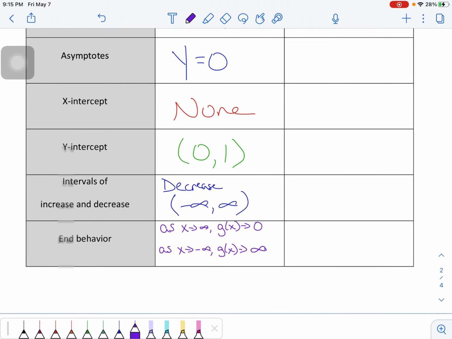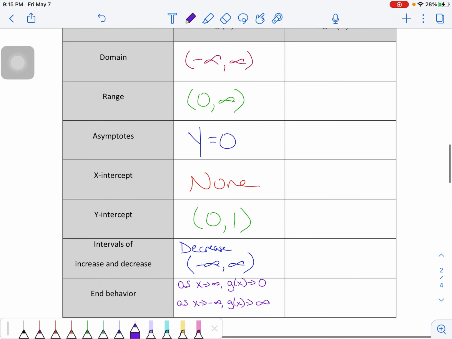So that's all the key features. Let me pinch in so you can see them all. That's all the key features for the exponential function. Now, I don't even need to look at the picture to know the key features for the logarithmic function because I can use what I already have.